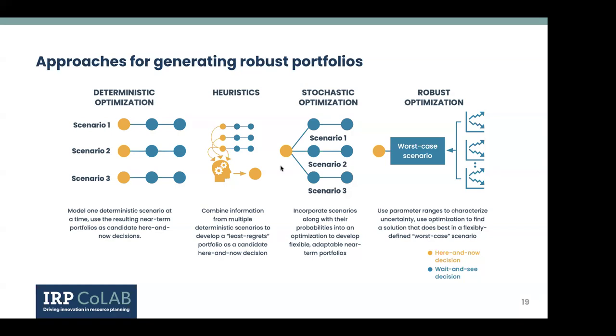So the baseline way of doing this is, of course, deterministic optimization, where you just optimize for one future scenario at a time. The second thing, which is actually very widely used in transmission planning, is this idea of heuristically taking information from different deterministic scenarios to come up with things that do well across the multiple possible futures.